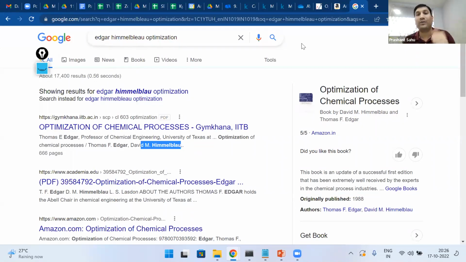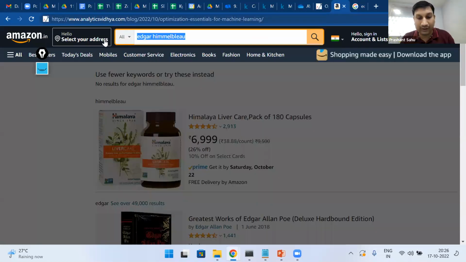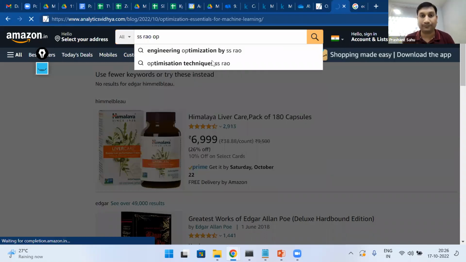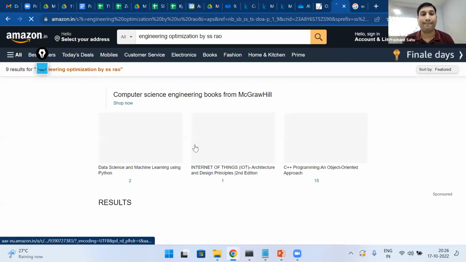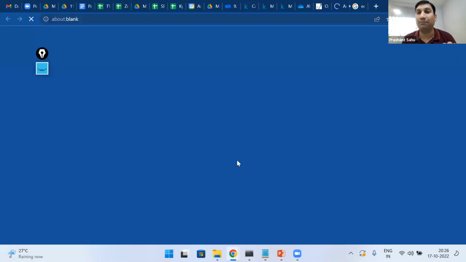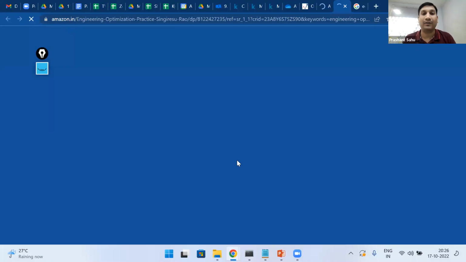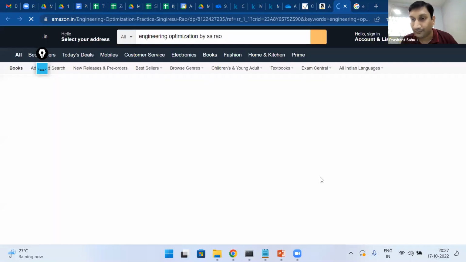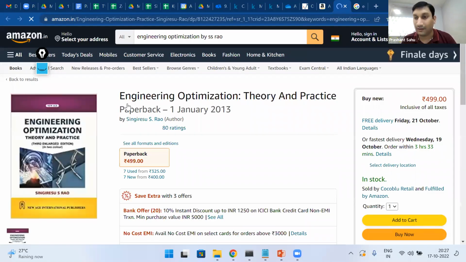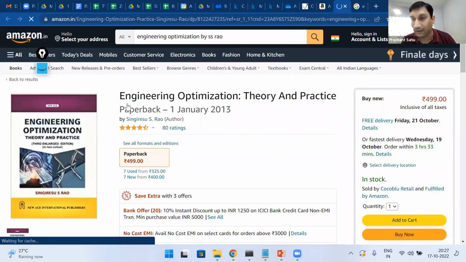Otherwise, you can also catch hold of the other book by Singiresu S. Rao, S.S. Rao. Just search S.S. Rao optimization. You will easily get that book. These are absolute beauty, fantastic books to follow. So that answers the question. Done. Kindly share the book name? Yes, this is the book. I have just answered that, Shashi.